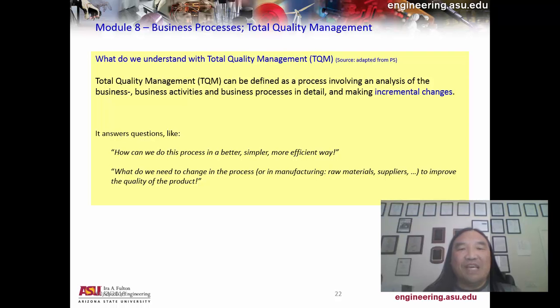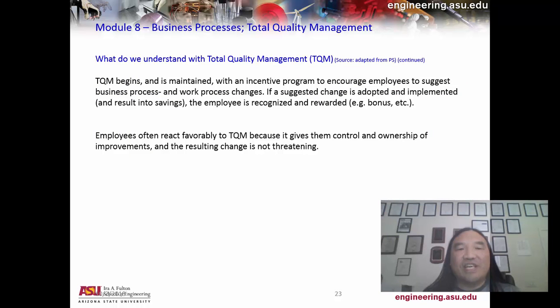TQM is about making incremental changes. The way you can think of incremental changes is Six Sigma, and what Six Sigma uses is DMAIC: define, measure, analyze, improve, control. You create this mentality of constantly improving and making things optimal.